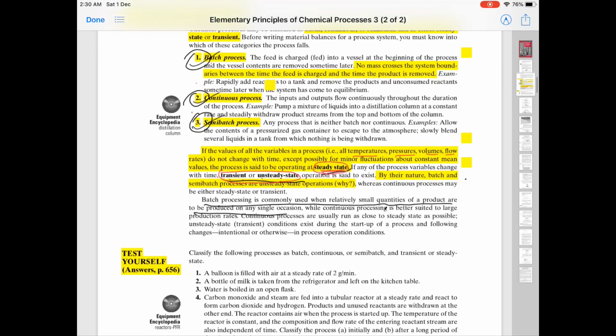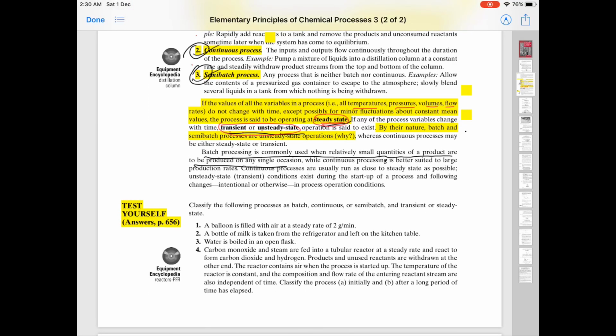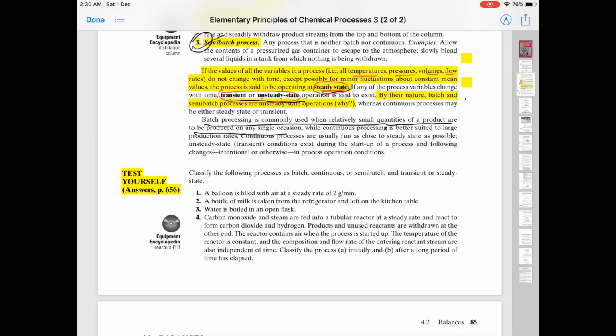If you have gone through the definition, one point to note is when we call a process steady state or transient or unsteady state. If the process variables like temperature, pressure, volumes and flow rates change with time, we would say it is transient or unsteady state. If it is independent of time, then steady state. So the batch and semi-batch would be unsteady state. When to use a batch process? When we want small quantities of product.